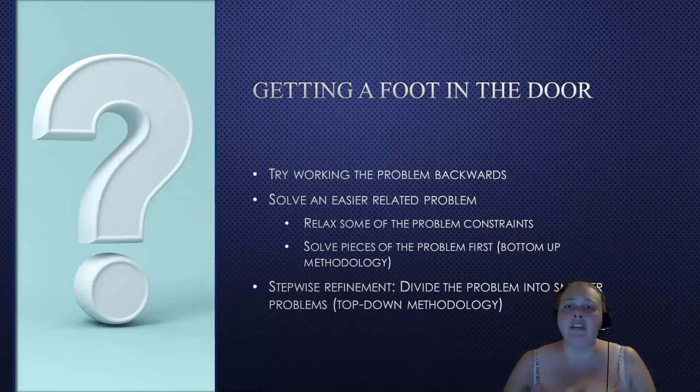You can solve an easier problem, especially if it's related. You know, relax some of the constraints, see if you can solve that and then implement those constraints back. Solve the problem piecewise. It's called a bottom up methodology. You can break it into smaller pieces. Once part A works, move on to part B. Segment it. Makes it a little easier sometimes.